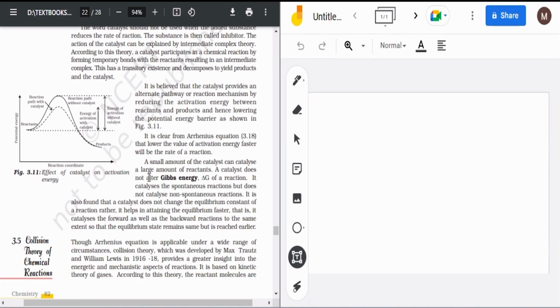Catalyst does not alter a very important thing: a catalyst cannot alter the Gibbs free energy, delta G, of the reaction. It catalyzes the spontaneous reactions but does not catalyze non-spontaneous reactions.